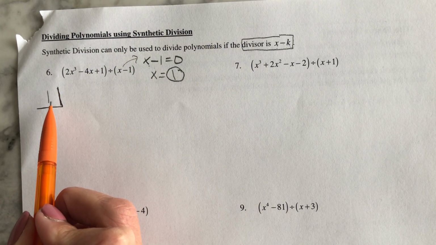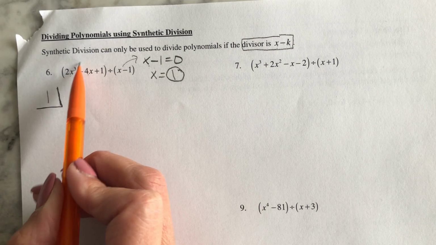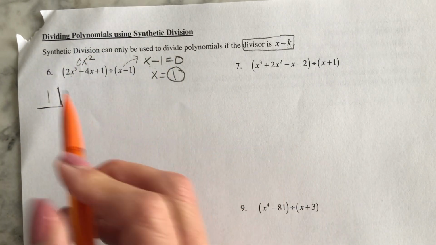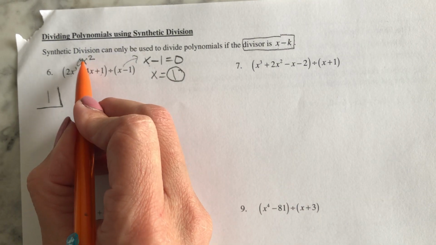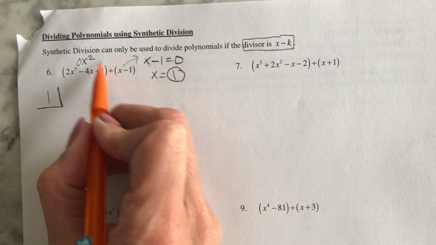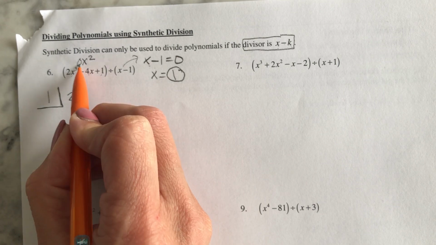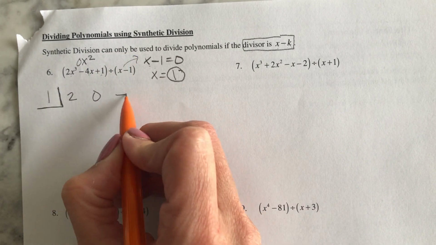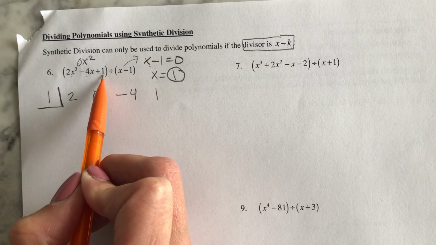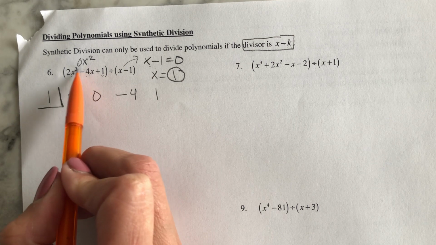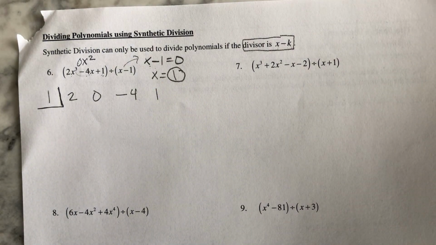My divisor is 1. Now I'm going to look at my dividend, make sure it's in standard form. So x to the third, oh, missing that x squared. So I'm going to fill in a 0 and then x and then constant. So now I'm going to take the coefficients of the dividend and write them out. So my coefficients are 2, 0, negative 4, positive 1. And you grab the sign. So since this is a negative 4, I made it negative 4 down here as well. All right, so that was step 4 here.